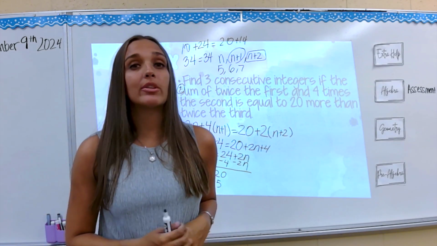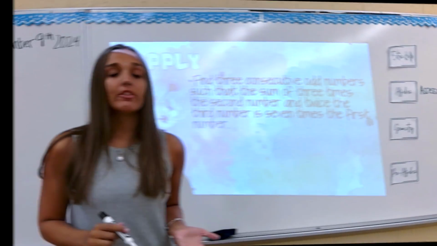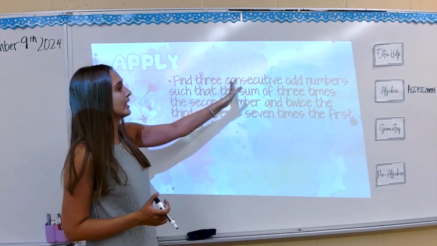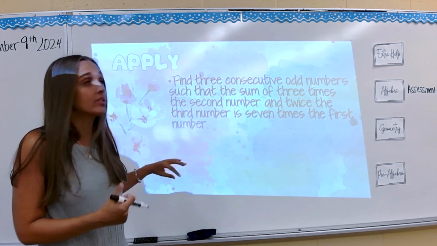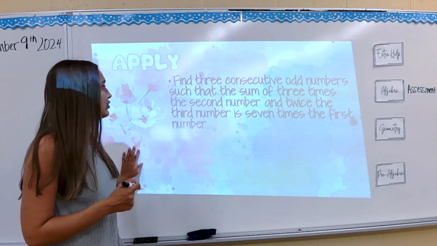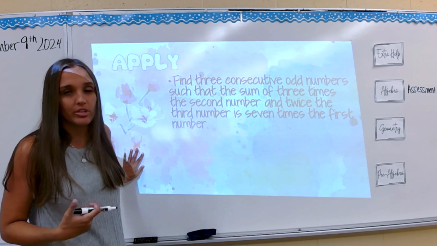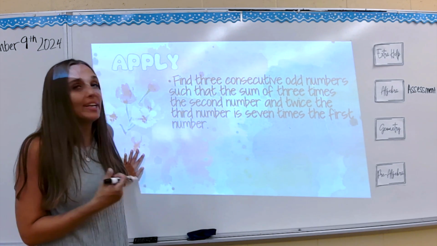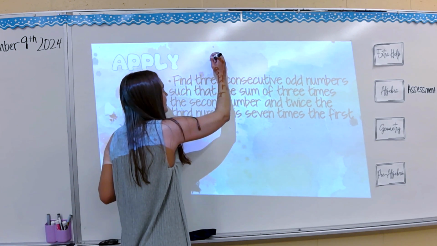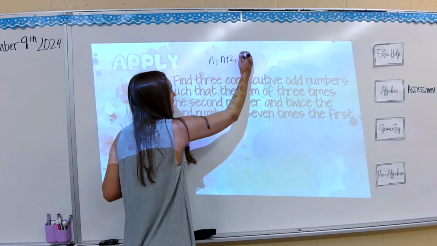Let's try a problem now where we're going to be working with consecutive odd or even. Let's see what it's going to be. So now for this problem, we're using consecutive odd. So it says find 3 consecutive odd numbers, integers, such that the sum of 3 times the second number and twice the third number is 7 times the first number, the first integers. We're working with consecutive odd integers. So my first one is going to be n, n plus 2, n plus 4.